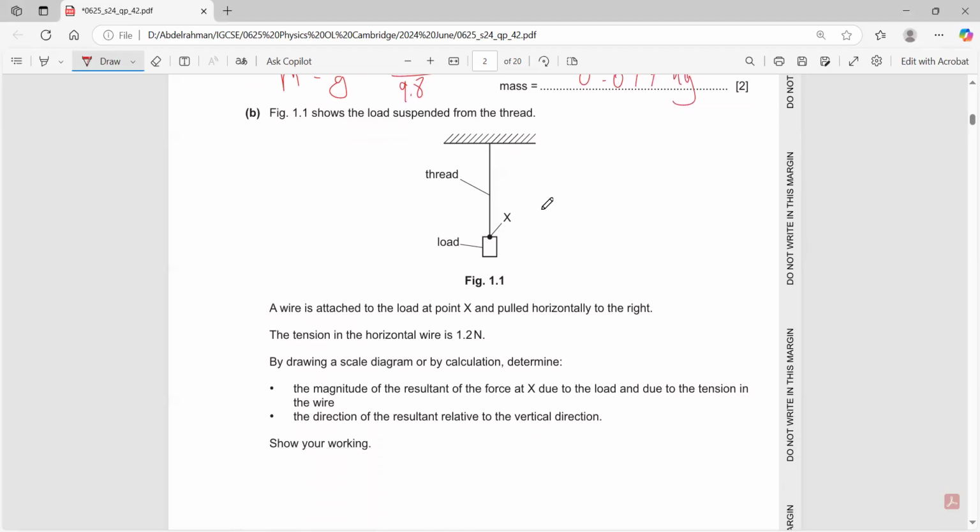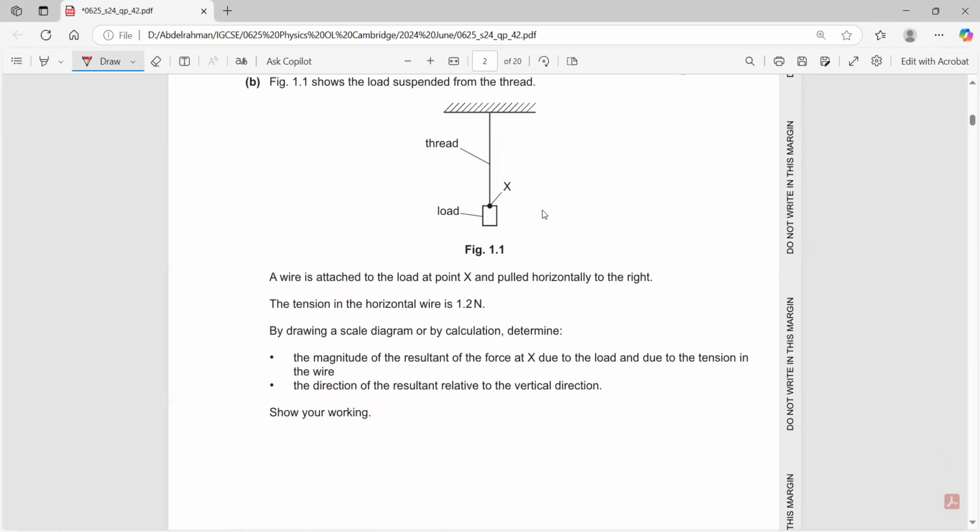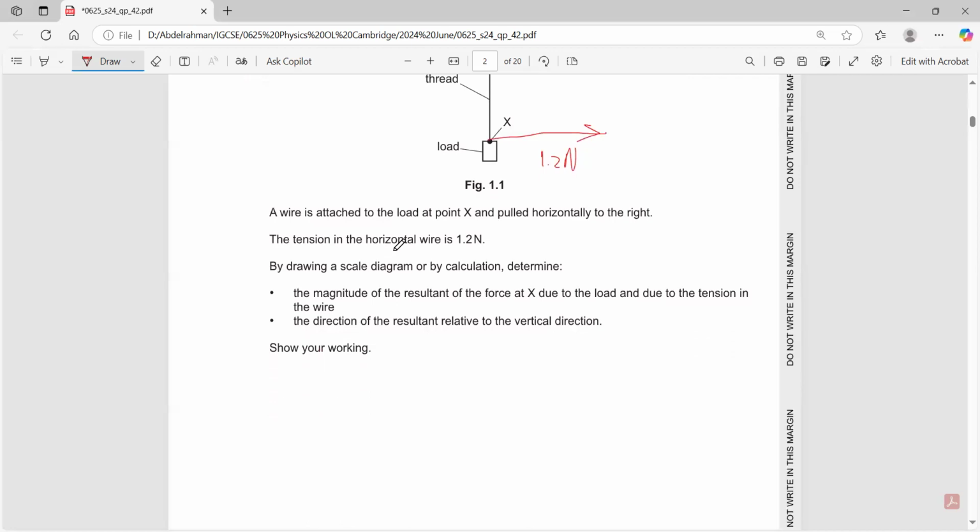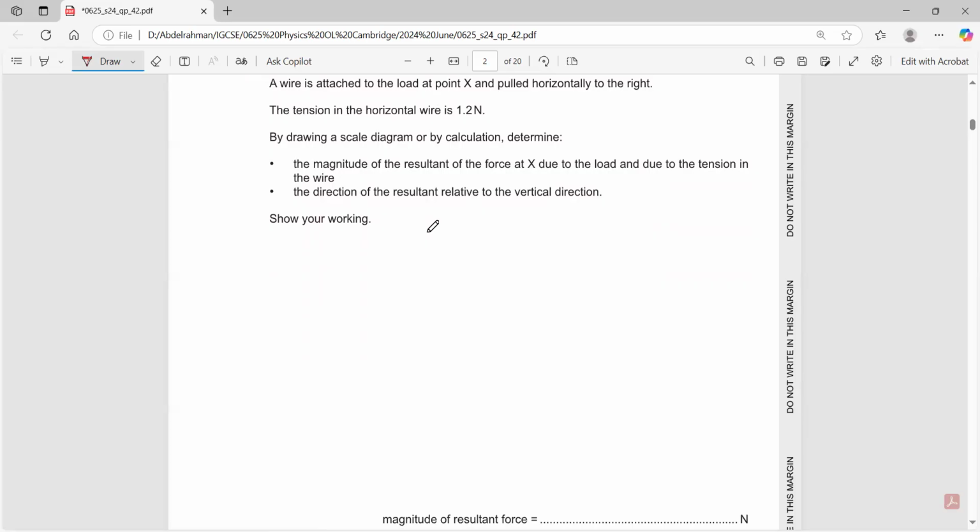Figure 1.1 shows the load suspended from a thread. A wire is attached to the load at point X and pulled horizontally to the right. So you have a load and a force pulling it horizontally to the right. Tension is 1.2 newtons. By drawing a scale diagram or by calculation, again, you're not required to draw the scale diagram, but if you'd like, you can. Can I find the magnitude and the direction relative to the vertical? Most of the questions are relative to the horizontal, but this question is relative to the vertical.